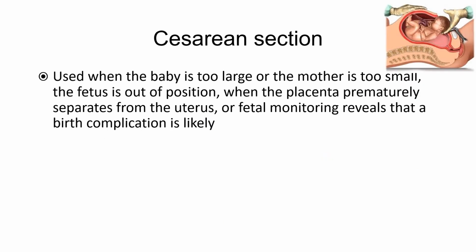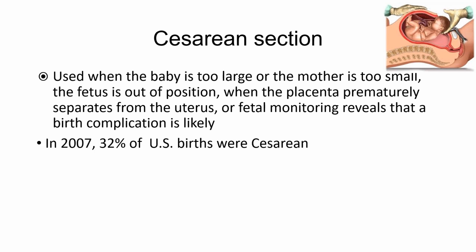And then the final one is C-section. C-section is used typically when the baby is too large, or the mother is too small, or if the fetus is out of position, things like when the placenta prematurely separates from the uterus, or when fetal monitoring reveals that a birth complication is likely. In 2007, 32% of U.S. births were by C-section. That is a very large number.